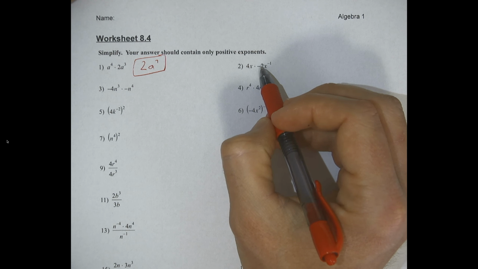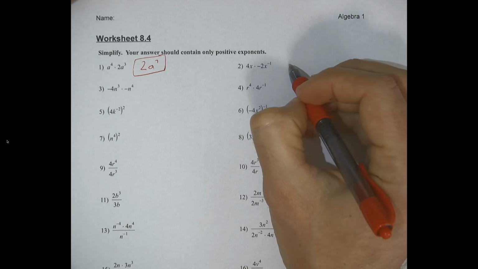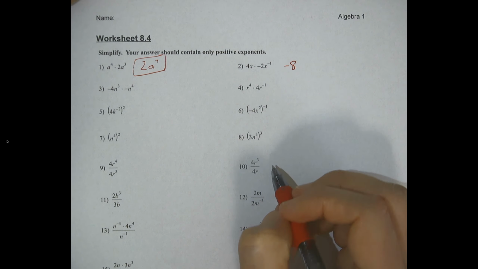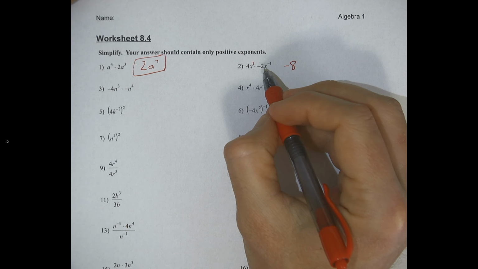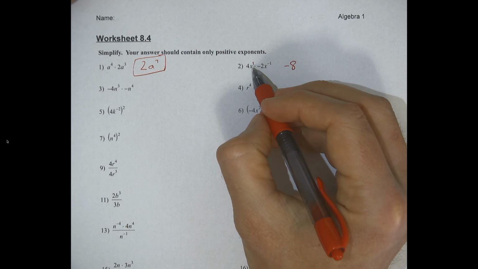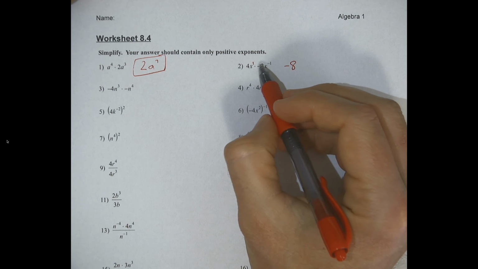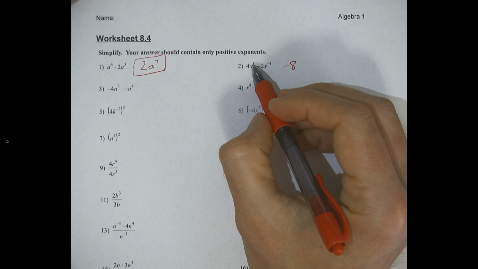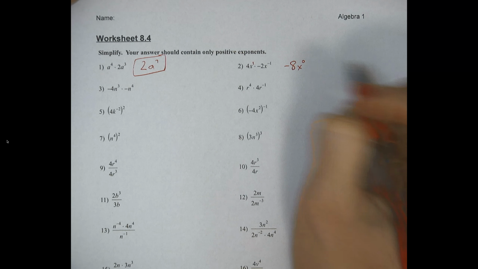But we're not going to start this off by trying to address that. First of all, with our coefficients, again, those act like normal. So we're just multiplying 4 times negative 2. So that's negative 8. And now we're multiplying an x to the first times an x to the negative 1. So the base is the same. We're going to follow our product property and add our exponents. So 1 plus negative 1 is 0. So technically this is x to the 0.